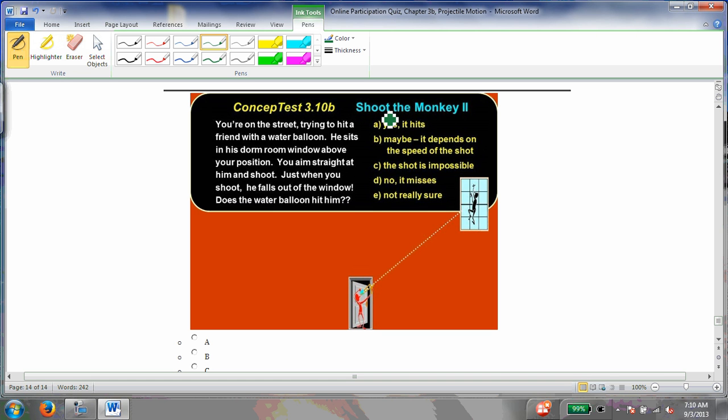Similar here. The answer is yes, it hits. You fire a projectile and it follows a path like that. And he falls at the same rate. And so they meet at the same point.